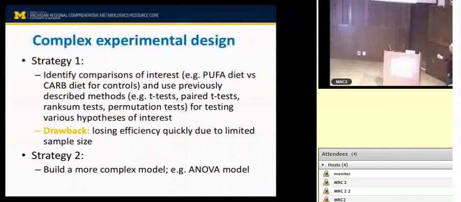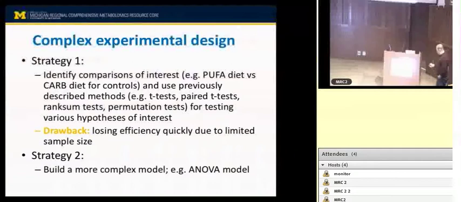But this is the key point that I've already mentioned a number of times. You start losing efficiency quickly due to limited sample size. If this was not an issue, you can afford maybe doing all these pairwise comparisons. The second strategy is where you really utilize and leverage the complex experimental design, and you put all things together.